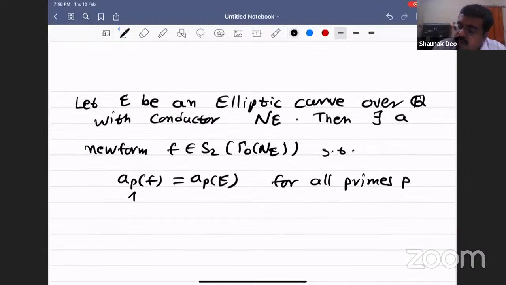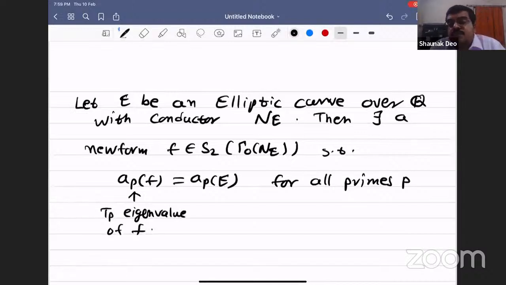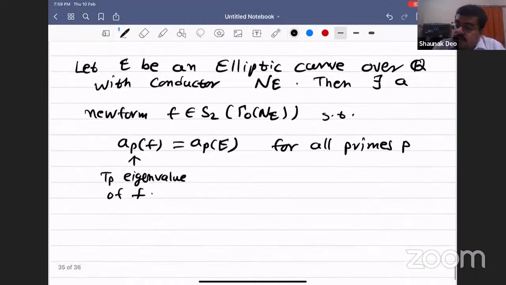So this AP of F is a TP eigenvalue of F. If F is normalized, then this is just the pth Fourier coefficient of F. This is telling you that there is a new form of level NE and weight 2 such that the Fourier coefficients give you information about the number of points of this elliptic curve when you reduce it modulo P. Or if you want to write it in terms of L functions, as we must have seen in the lecture of Professor Winnie Li, this means that the L function of F is the same as the L function of E.